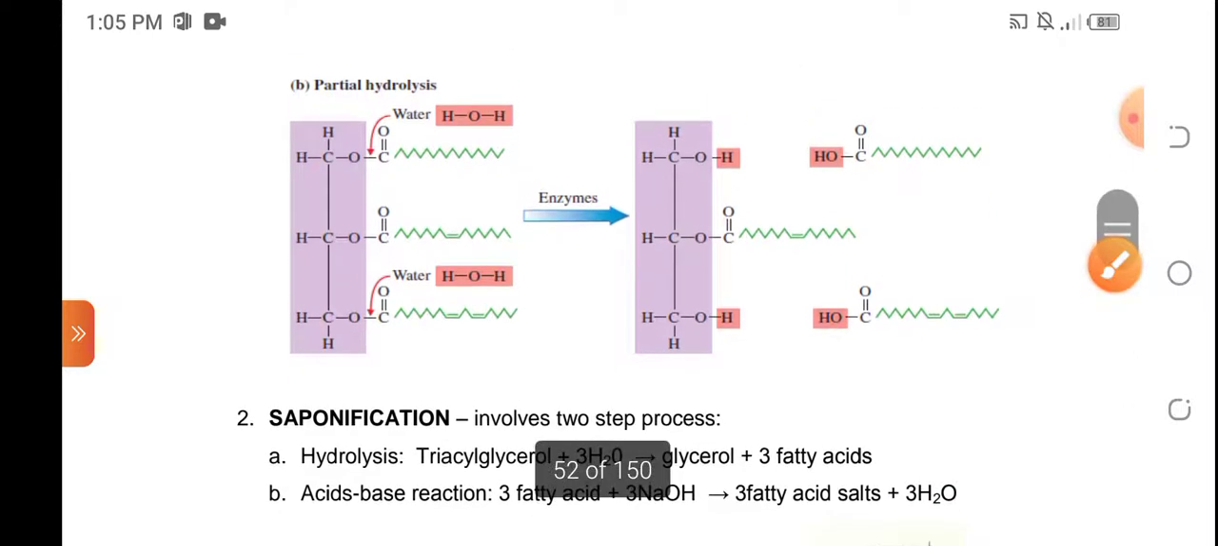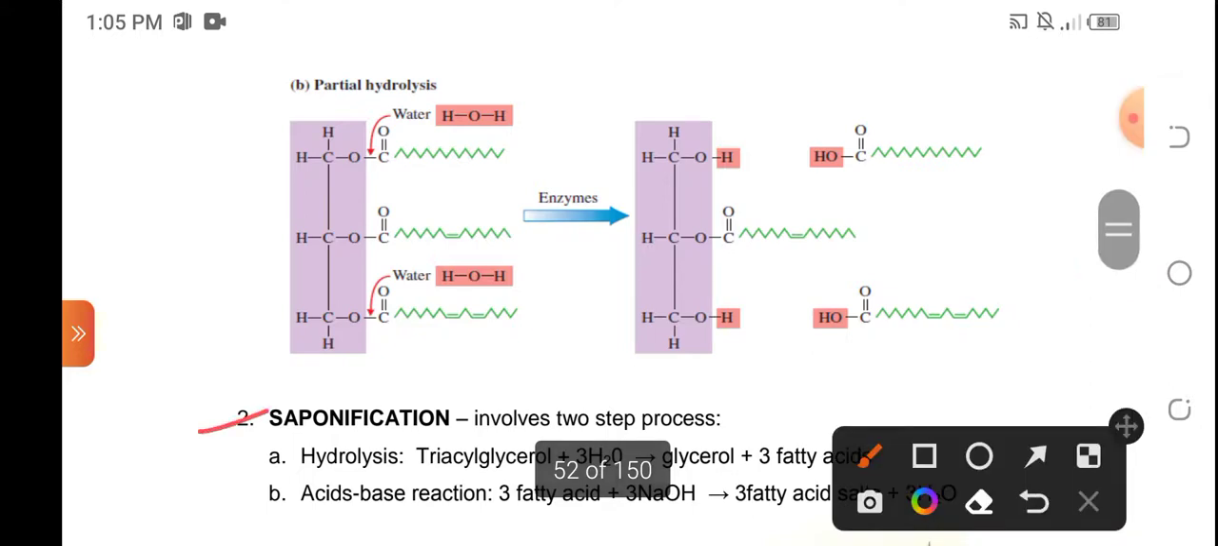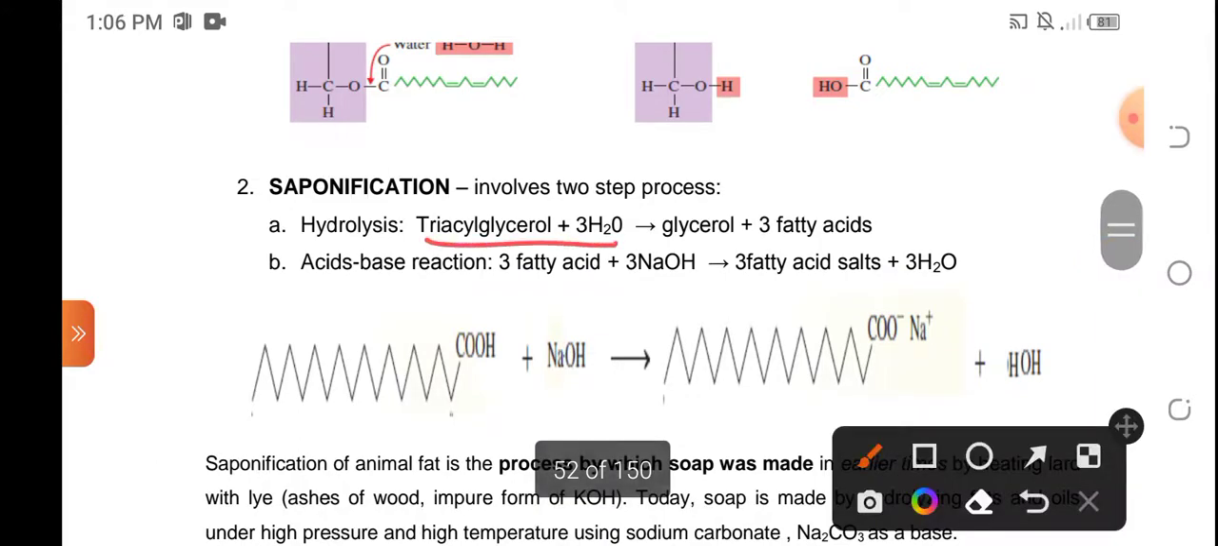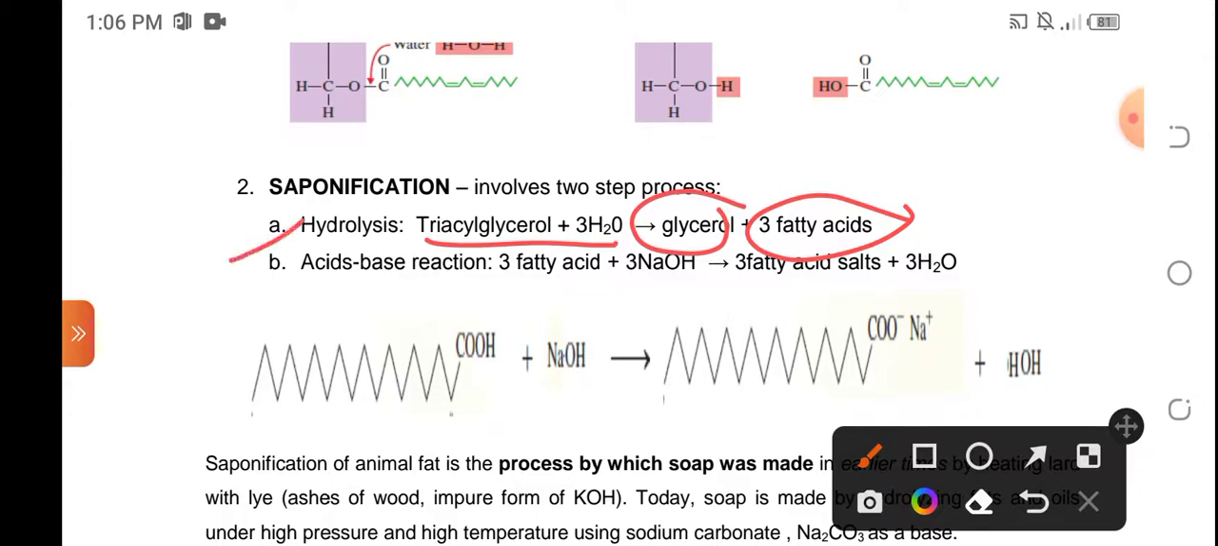Okay? And we have saponification. Saponification involves two steps. So we have hydrolysis, ito yung sinabi natin kanina, wherein the triacylglycerol reacts with three water molecules wherein the glycerol and three fatty acids will be produced. So that's the first step.